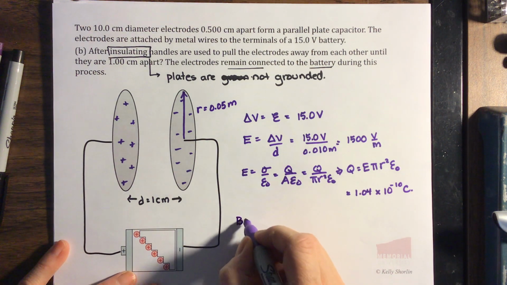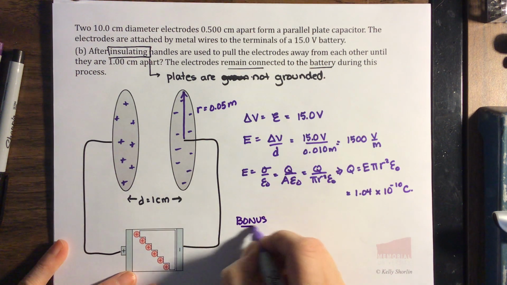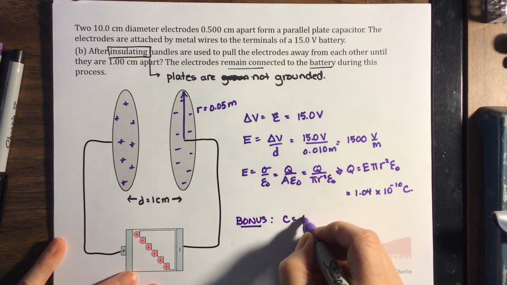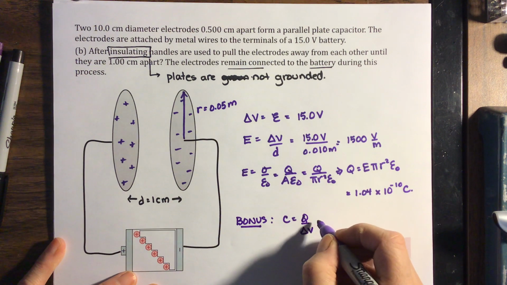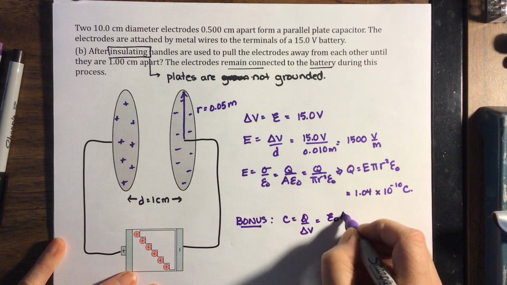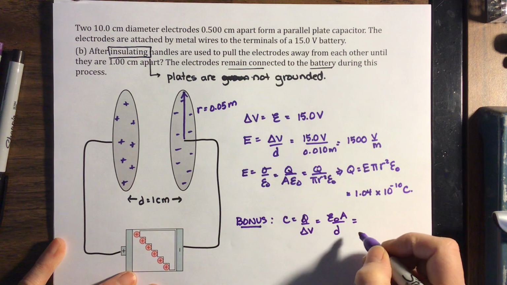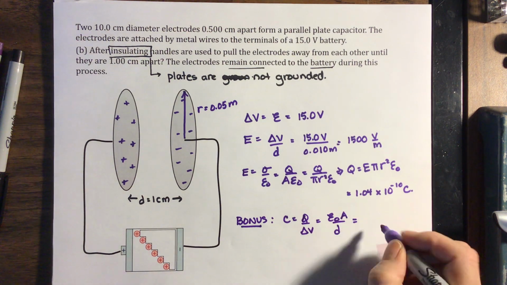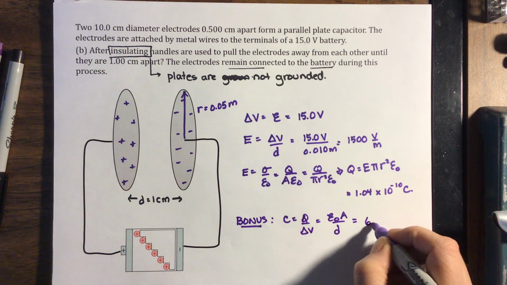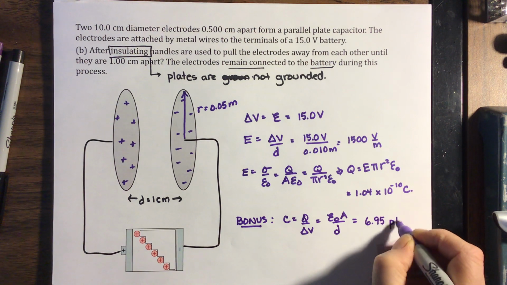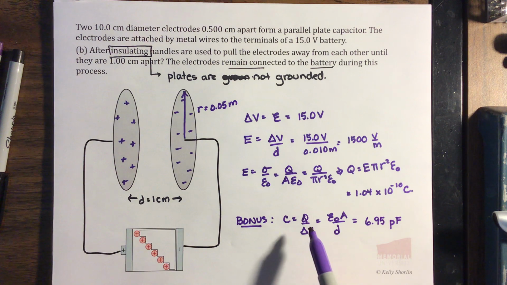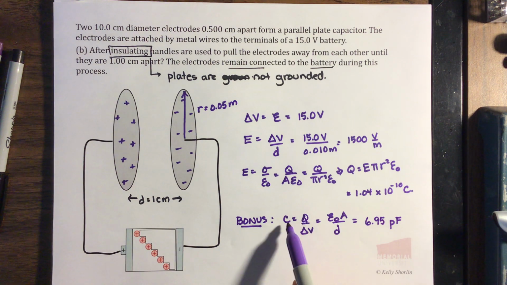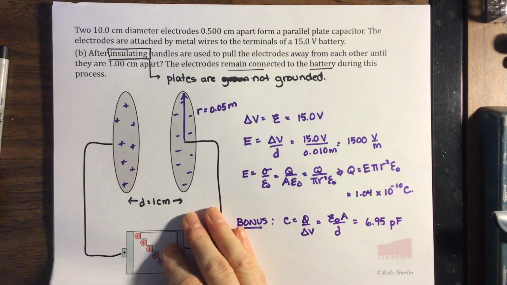Okay, let's do our bonus question. What is the capacitance? You can do C is equal to Q over delta V, or you can do C is equal to epsilon naught times A over D. Whichever one you choose, what you'll get is 6.95 picofarads. So your capacitance cuts by half as well. So if your charge changes and your delta V stays the same, you change your capacitance. There's part B done.